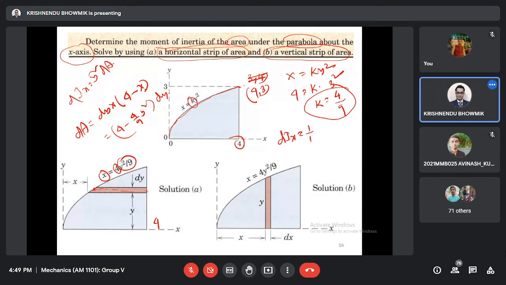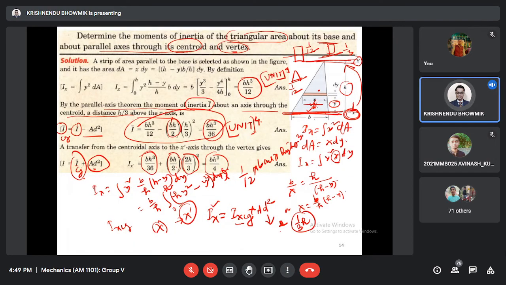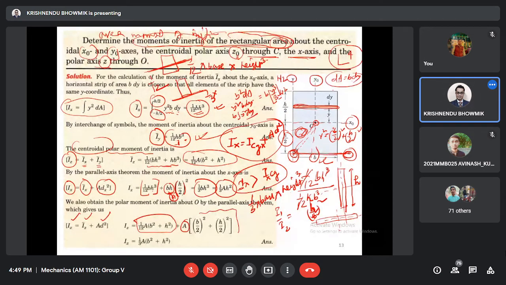dIx is 1/3 multiplied by base multiplied by height cube. I can directly use this elemental concept: 1/3 of base dx multiplied by height cube. We got this from the corollary of this one. If I use this, we know it is 1/3 multiplied by base multiplied by height cube for one rectangular cross section, b base, h height cube. Now this concept we will utilize.